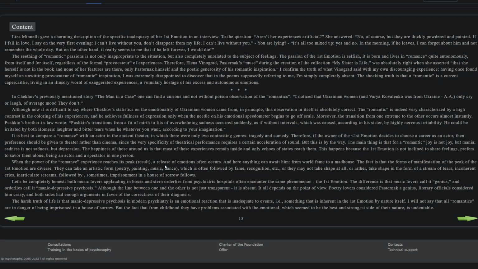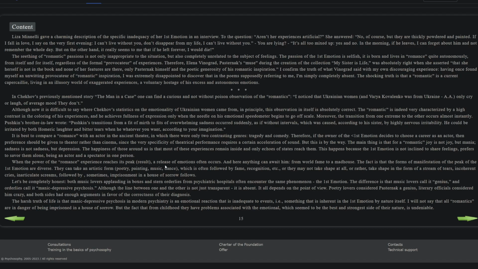The Romantic is indeed very characterized by a high contrast in the coloring of his experiences, and he achieves fullness of expression only when the needle on his emotional speedometer begins to go off scale. Moreover, the transition from one extreme to the other occurs almost instantly. Pushkin's brother-in-law wrote, Pushkin's transitions from a fit of mirth to fits of overwhelming sadness occurred suddenly, as if without intervals, which was caused, according to his sister, by a highly nervous irritability. He could be irritated by both Homeric laughter and bitter tears, whatever you want, according to your imagination.